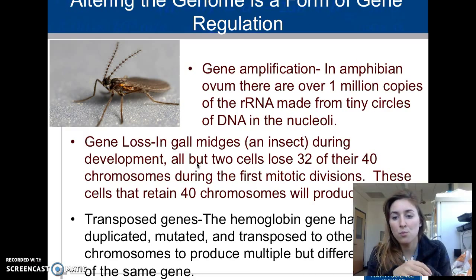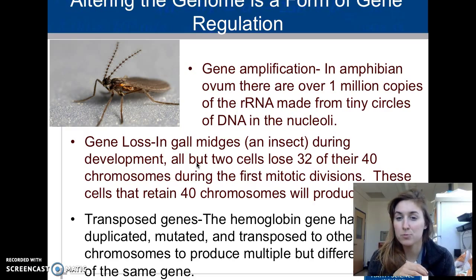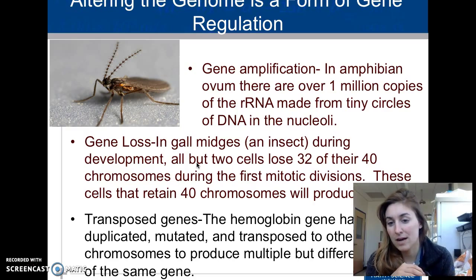So we have learned how to alter the genome or the expression of genes to actually regulate them. For example, there are three types. Gene amplification: in amphibian eggs, there are over 1 million copies of RNA made from the tiny circles of DNA. Basically, the more DNA I make, the more I will see a certain gene expressed.